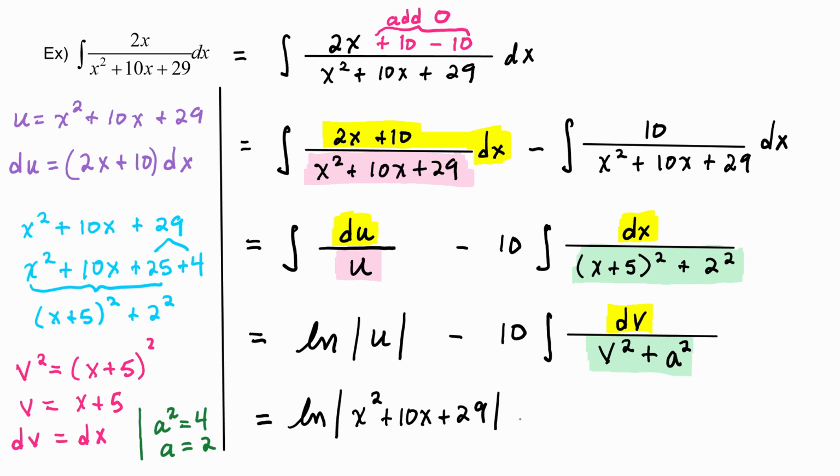Let's bring down this minus 10. And then we know that the integral of dv over v squared plus a squared is going to be 1 over a times arctangent of v over a plus c. Remember that the v in this integral is acting like how we've been using u, but u was already defined over here, so we needed to use a different variable in this definition.